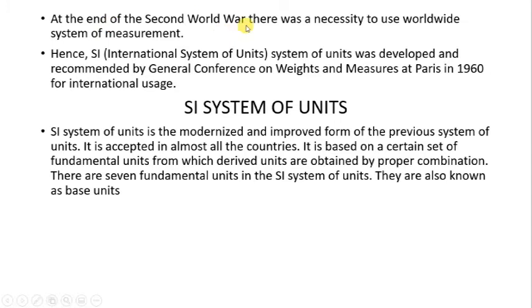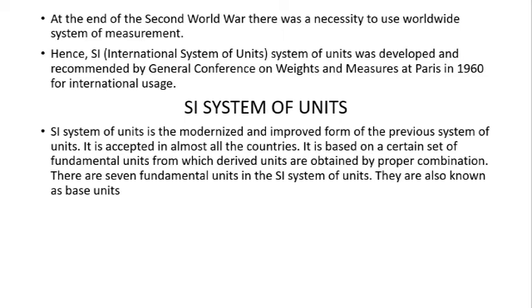So at the end of Second World War, all the countries in the world became friendly and had a good relationship and were trading with each other. Transportation and materials were shared with each other. In order to measure them correctly, there was a necessity for a system of unit worldwide. A system of unit that should be used worldwide so that all the people can understand what a particular word means. Hence, SI system.